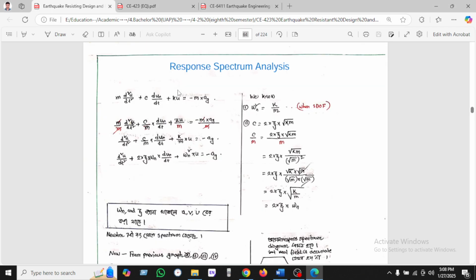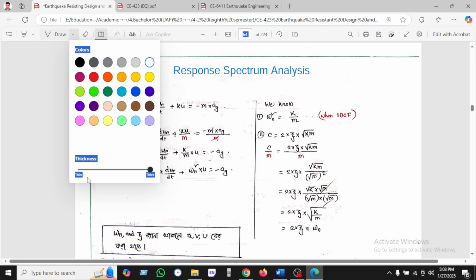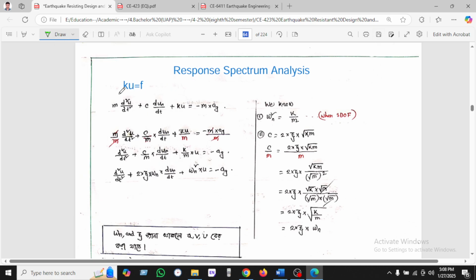So here is a response spectrum. We can see here, as we know, F equals k u equals F. This is the elastic, this is the static formula. And now we will go to the response spectrum.